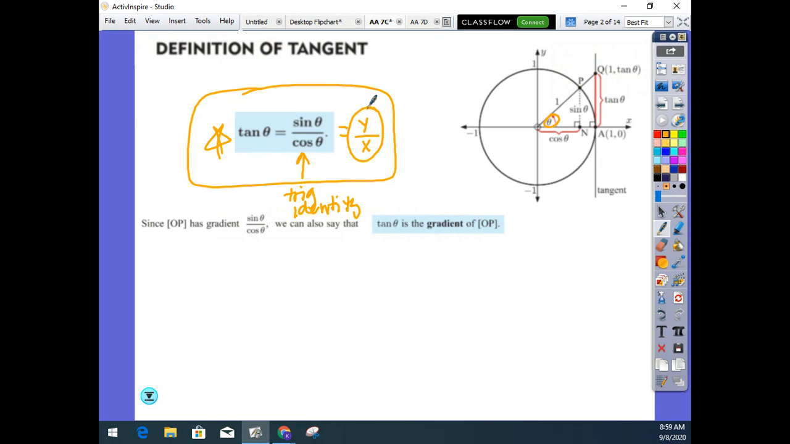The other thing, if you just look at the picture, the slope of this line here is tangent because I'm putting my sine, or my y value, over my x. So my change in y over my change in x. Tangent will always represent the slope or gradient of that line segment. So I probably would include that as well.